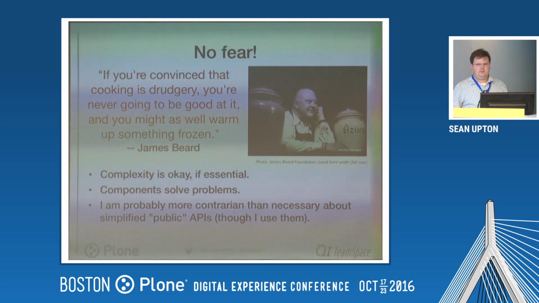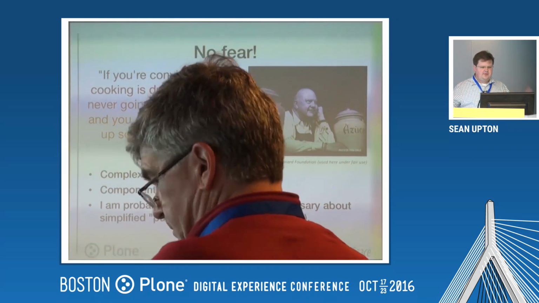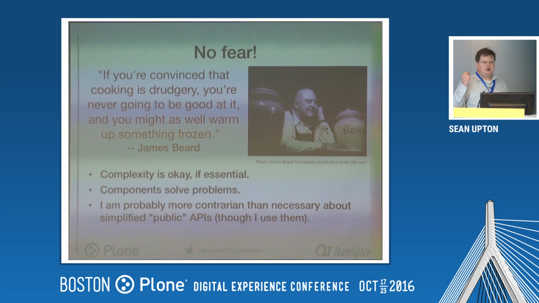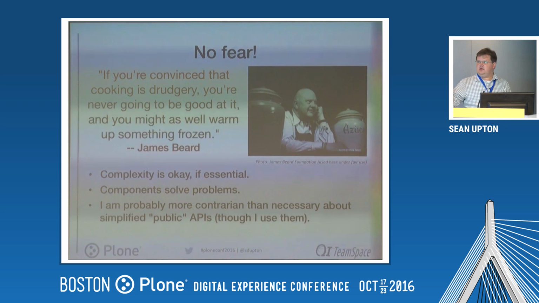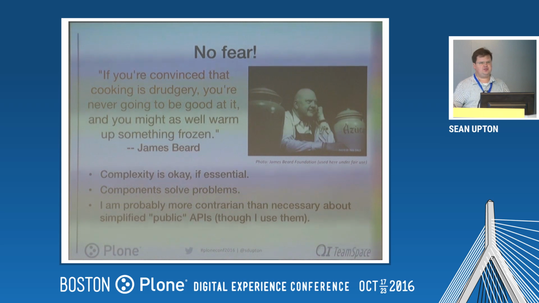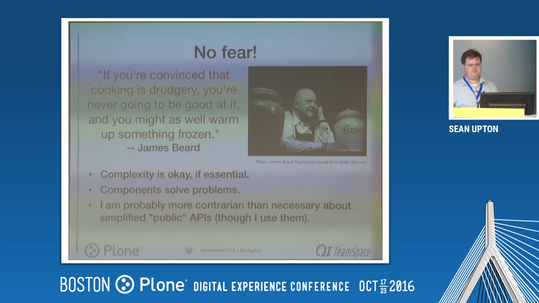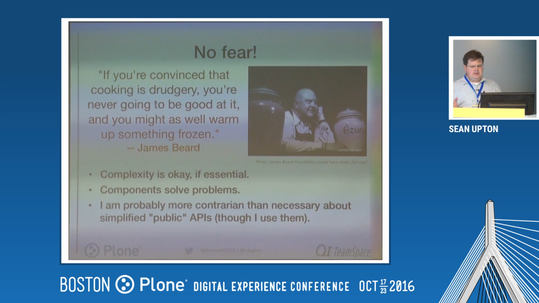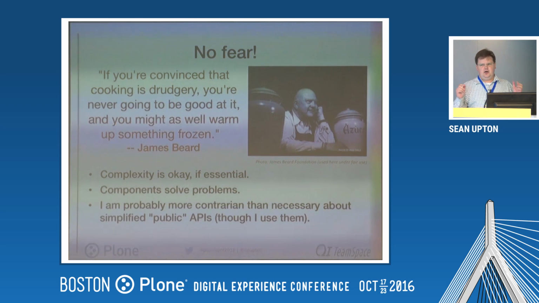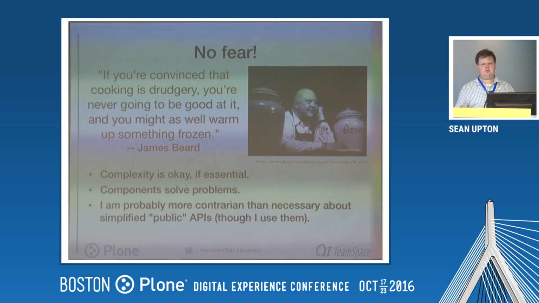And the no silver bullet argument that Fred Brooks makes, that complexity is okay: I think that if you have essential complexity, it's part of your problem domain, it's okay to think about it. It's okay to use it. It's okay to leverage it. We have a component registry that's sometimes insanely hard to debug, but it also solves more problems than it creates. I'm going to be a little bit more contrarian than necessary about public APIs, especially procedural APIs, even though I use them, especially in tests and things where it saves me time.